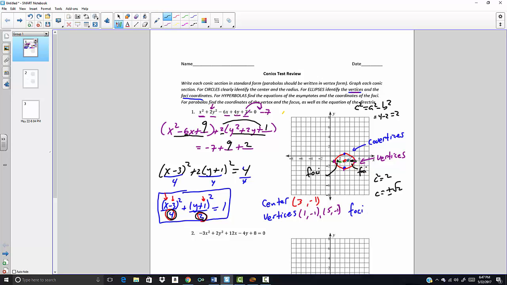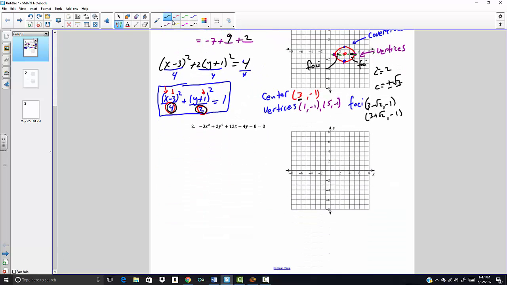So these coordinates, since we're moving from the center left and right, we're only going to change the x value. The y value will be the same for these points as it is for the center, but the x value will change. We're going from center a distance of root 2 to the left, so it's going to be (3 minus root 2, -1), and the other one is going to be root 2 to the right from center, so (3 plus root 2, -1). These are the coordinates of your two foci, and that's the answer for number 1. So onward to number 2.